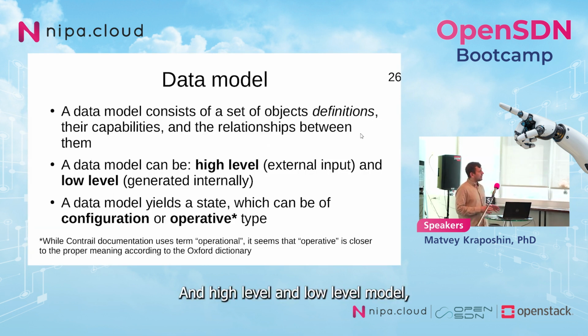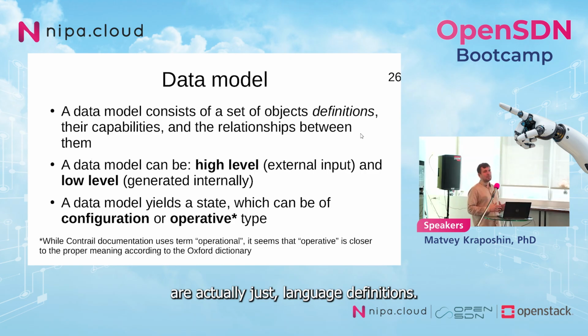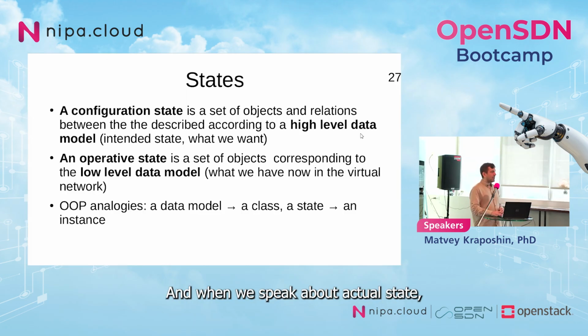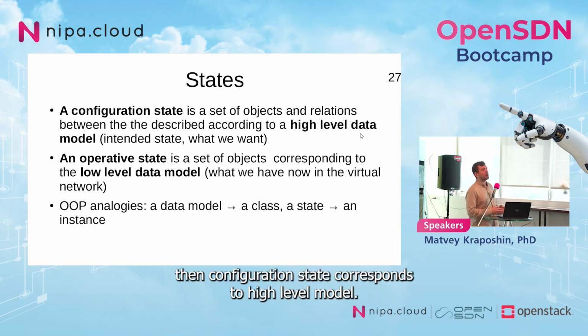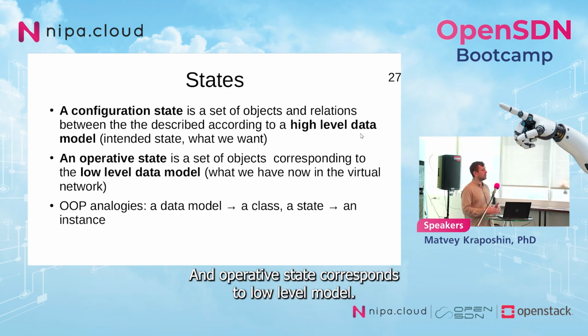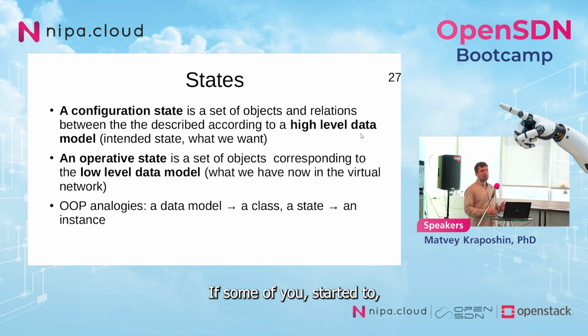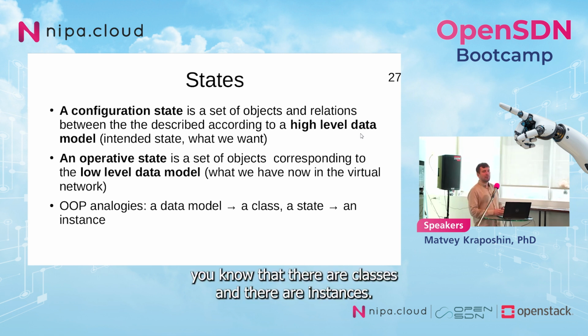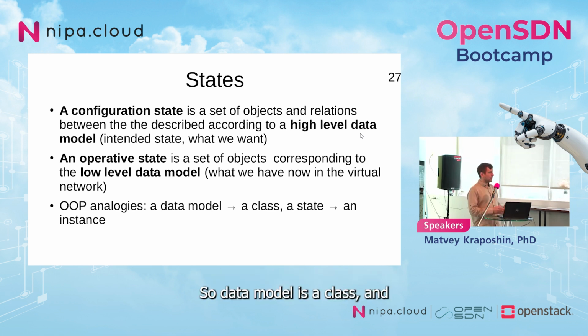And the high-level and low-level models are actually just language definitions. So they are not an actual state. And when we speak about actual state, then configuration state corresponds to the high-level model, and operative state corresponds to the low-level model. If some of you studied, for example, object-oriented languages, you know that there are classes and there are instances. So a data model is a class, and state is an instance.